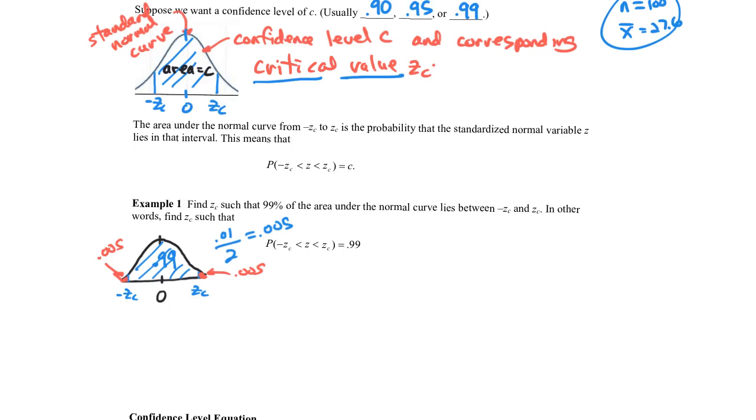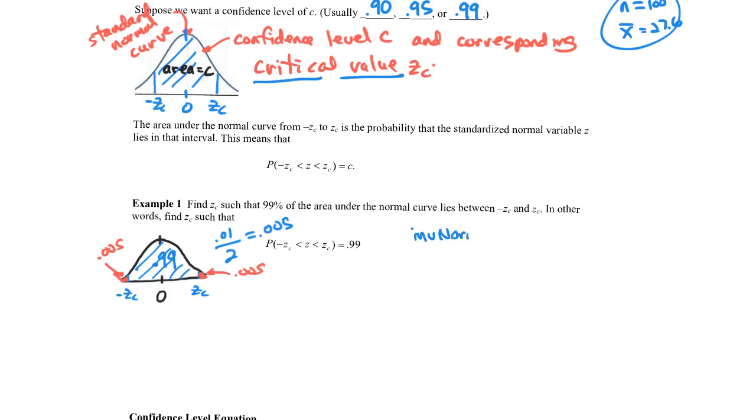So they want us to find the z-score such that 99% of the area under the normal curve lies between -z sub c and z sub c. So we already know how to do this. We've seen it before, right? We used inverse norm to do this. So on the calculator, we would go like this.